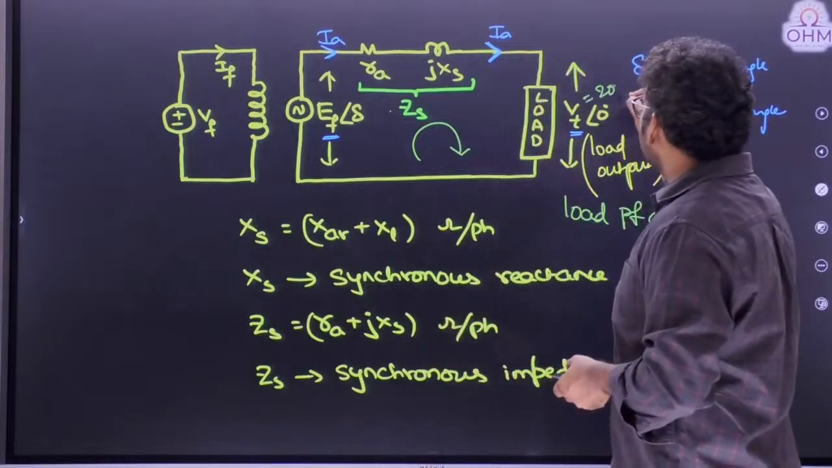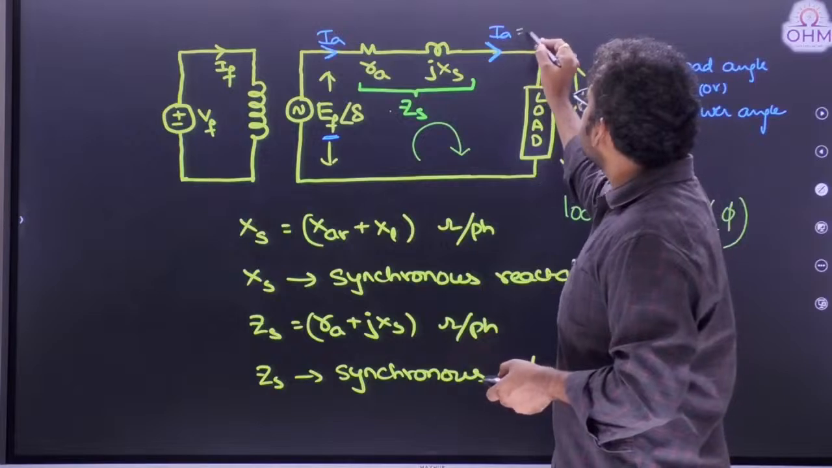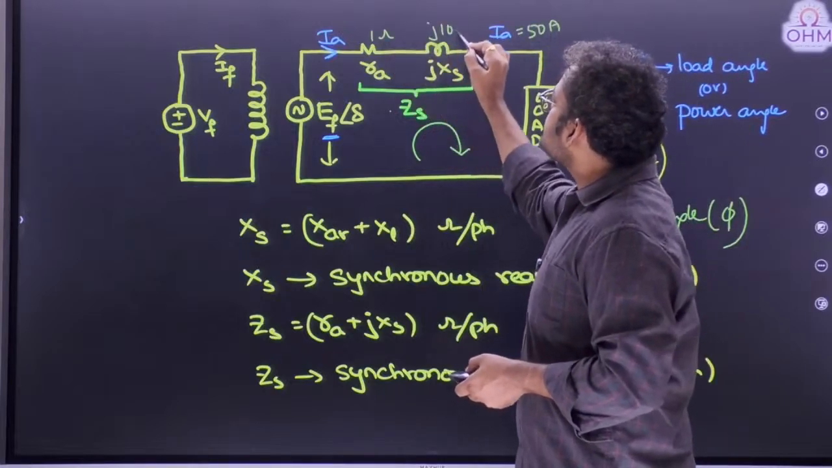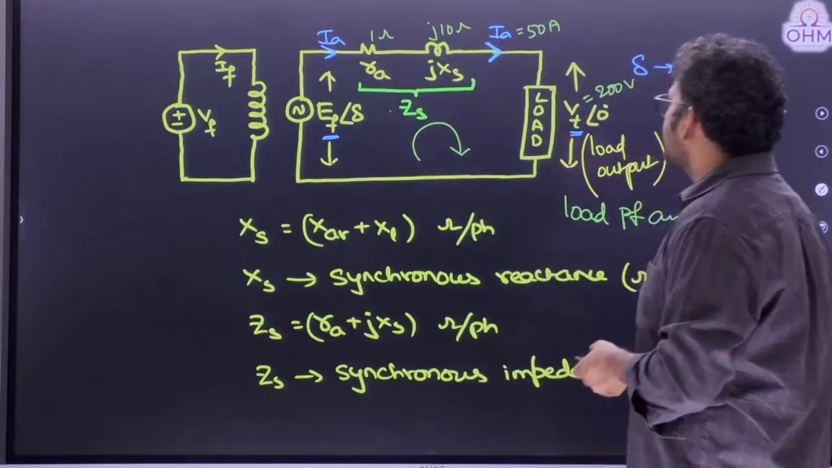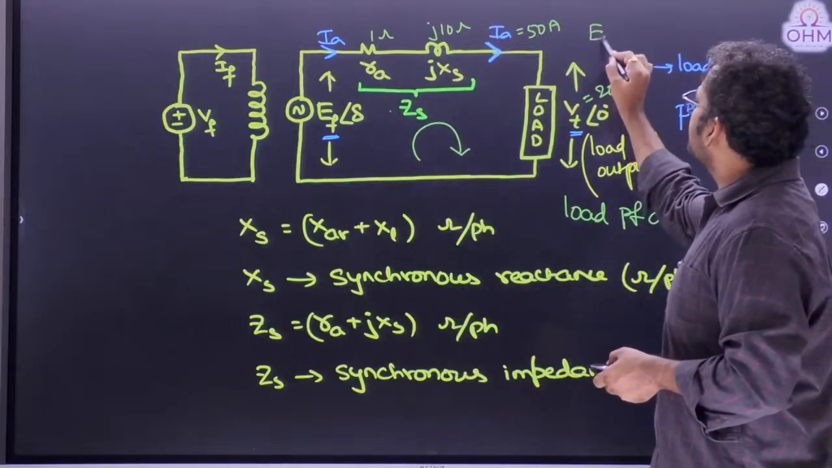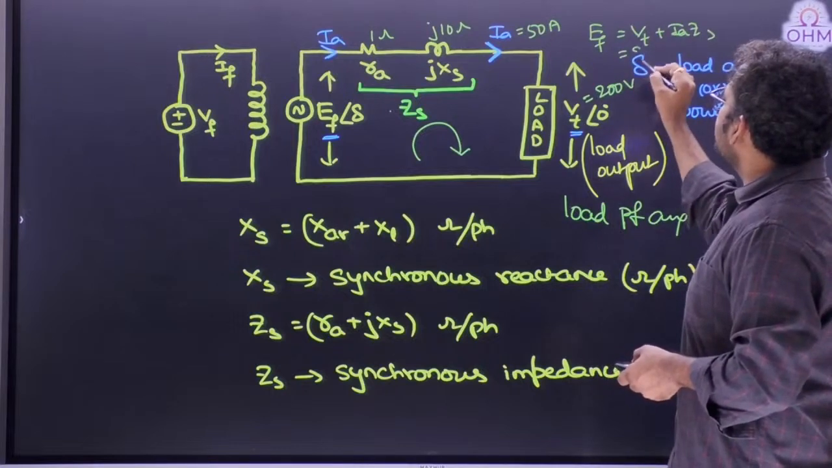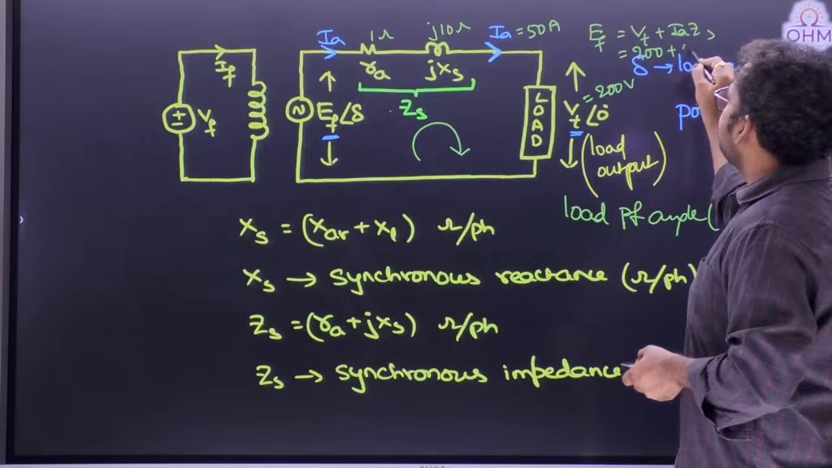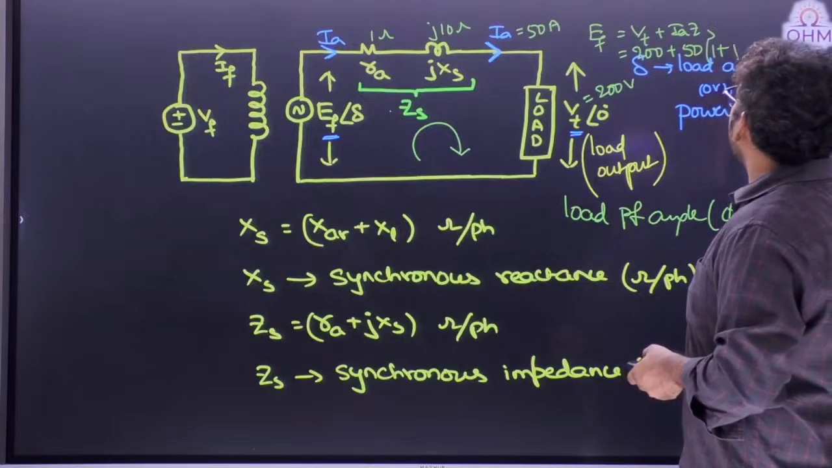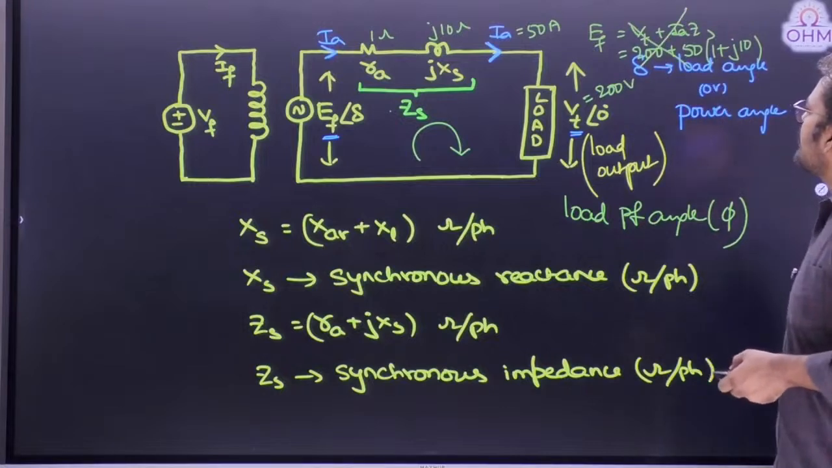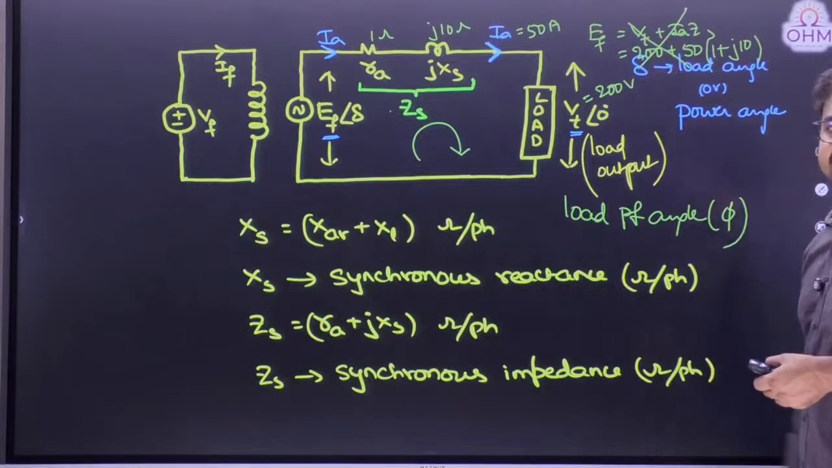Suppose if I say terminal voltage is equal to 200 volt, current is equal to 50 ampere, resistance is 1 ohm, reactance is 10 ohm. Find EF if I ask you. Will you write down, sir, EF is equal to VT plus IA into ZS. So VT is 200, IA is 50 ampere, ZS means 1 plus J10. Is it a correct equation? Wrong. Why this is wrong? Because you are not using angles properly.